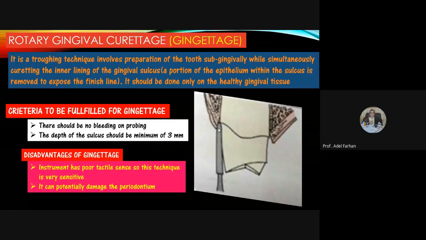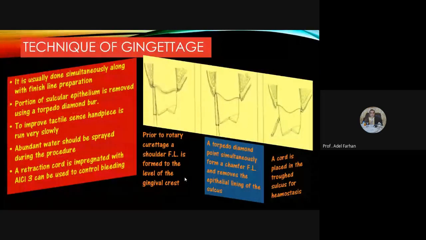In this way you go subgingival with the diamond and scrape the inner lining of the gingiva. The gingiva must be healthy with no bleeding when you use this. The depth of the sulcus should be a minimum of 3 mm when we use this technique. Disadvantages of this technique: the instrument has poor tactile sense, the turbine, or sometimes we can use the cavitron. The scaler can also help us in this technique. It can potentially damage the periodontium.